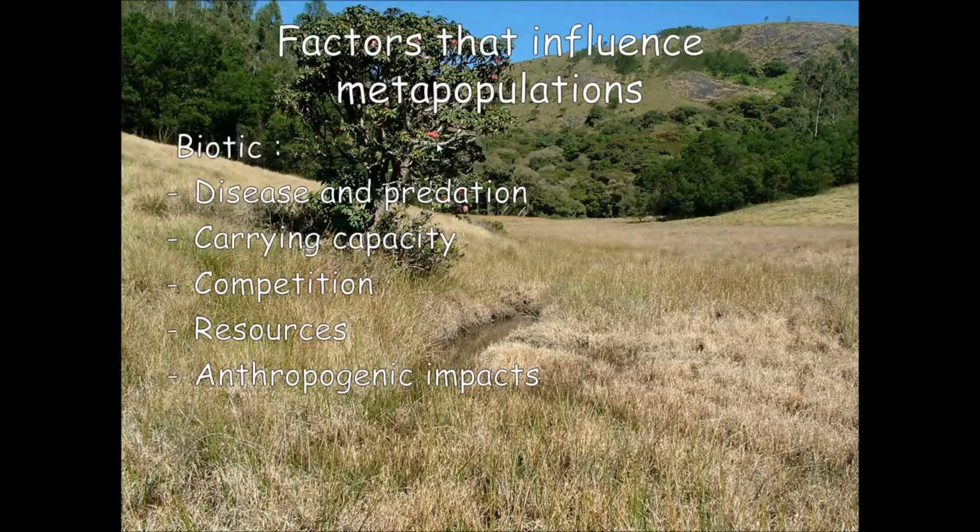There are several factors which influence metapopulation dynamics. These factors can be broken down into two categories, biotic and abiotic. In this segment, I will be covering biotic factors, starting with disease and predation. Disease, as well as predation, can have a huge impact on populations and can potentially lead to local extinction, allowing for the establishment of a new species in order to fill the now unpopulated niche.